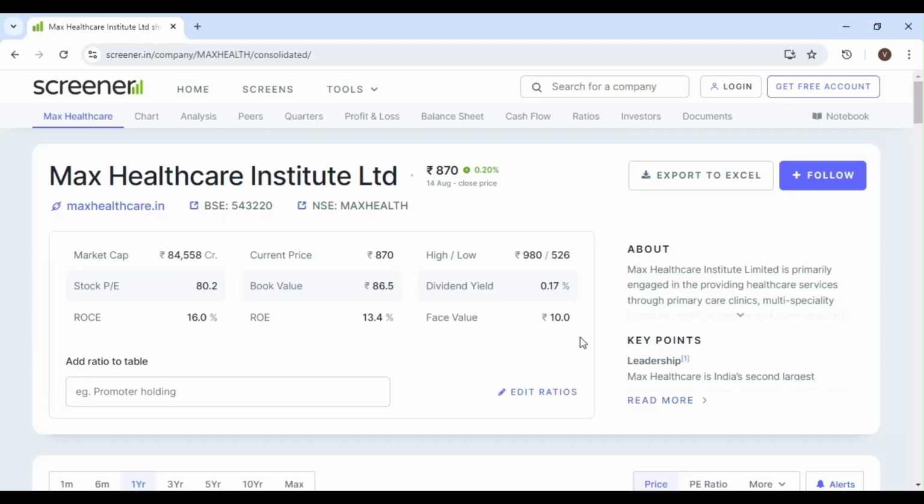So we will see the chart now through the Screener.in portal. Now we will go to the Screener.in portal. Now we will see Max Healthcare Institute Limited. Its current market price is 870. So we will go to the chart.